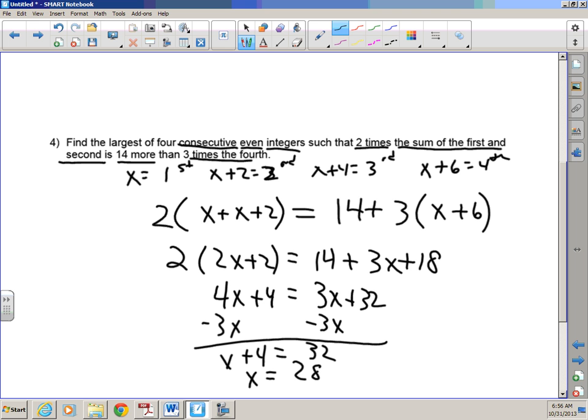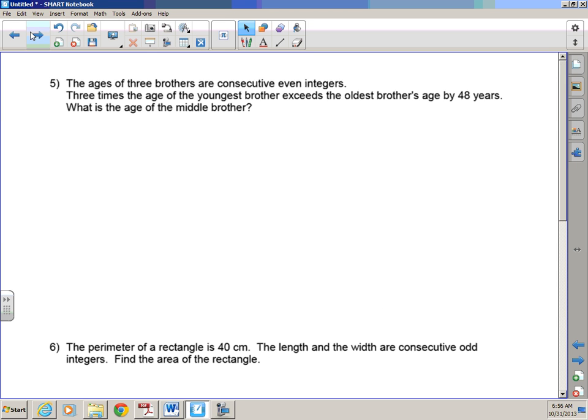So what are my 4 integers? 28, 30, 32, and 34. The largest one is 34. Okay? Now, if you identify and lay it out like I've done here, that's sufficient for an answer. But you've got to be careful because they can make this a multiple choice question, and they would give you all 4 numbers or something of that nature as the answer, and you've got to make sure you're answering the question properly. Okay? Next one.